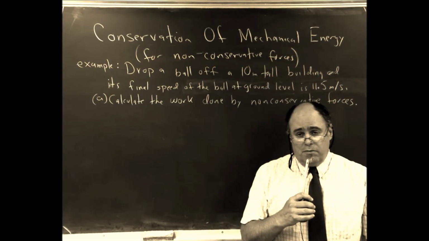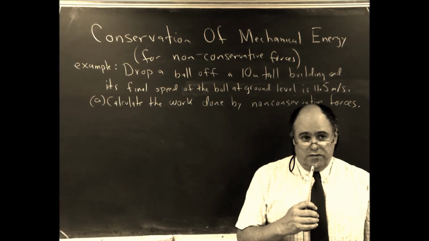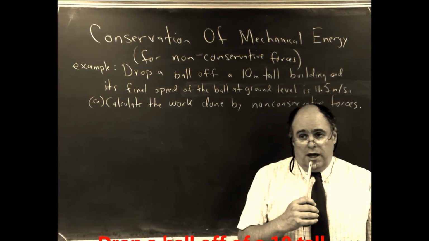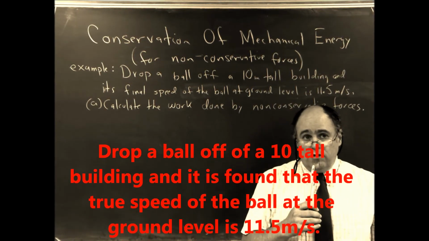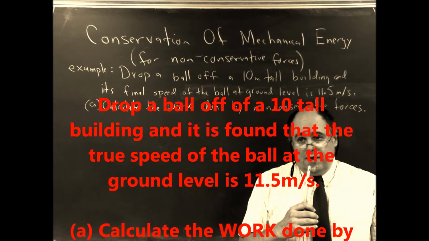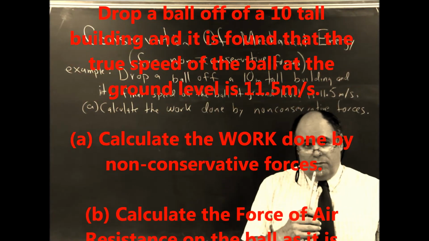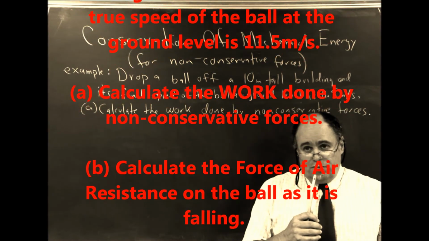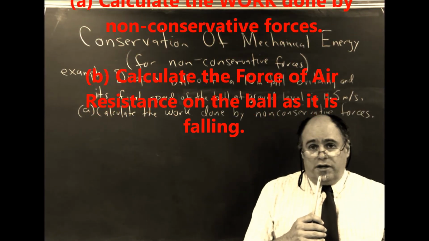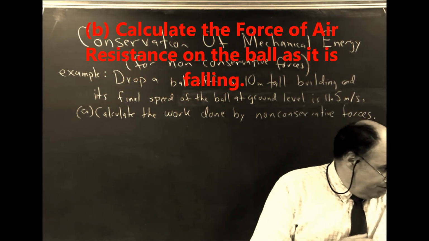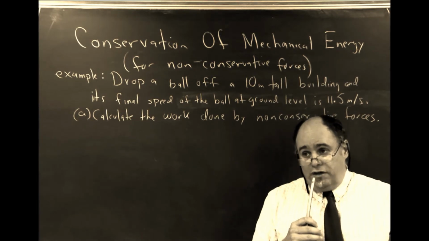Here's a sample problem of conservation of mechanical energy using non-conservative forces. I have a ball that is going to be released from rest at the top of a 10-meter tall building, and when the ball is about to hit the ground level, the final speed of the ball is 11.5 meters per second. The question says, calculate the work done by the non-conservative forces.